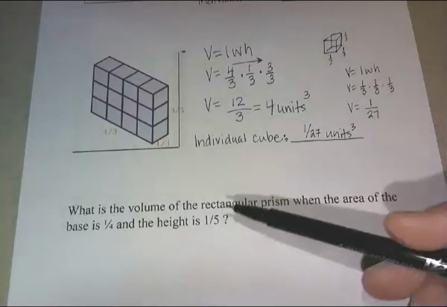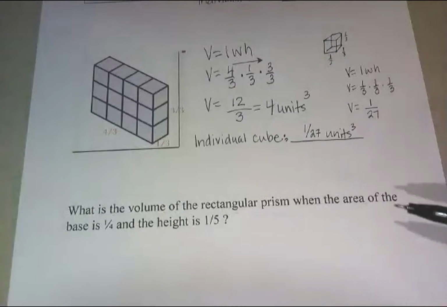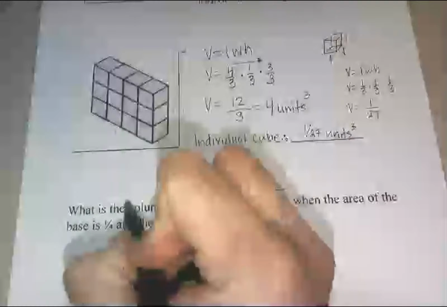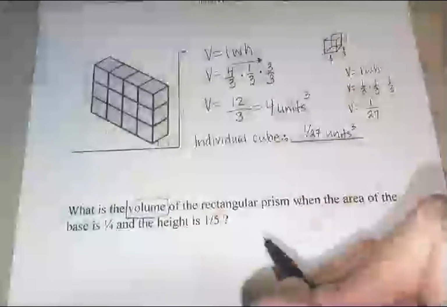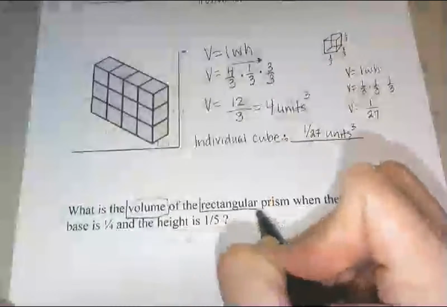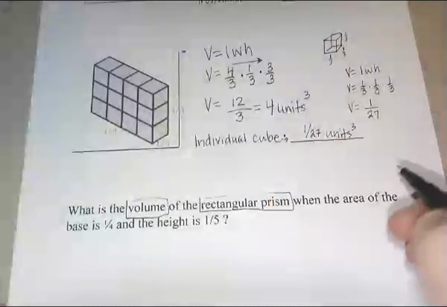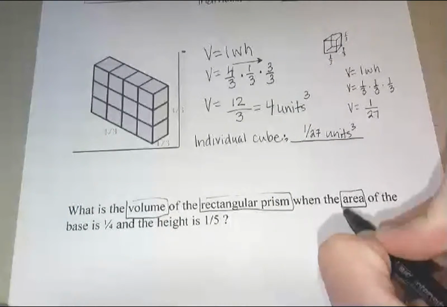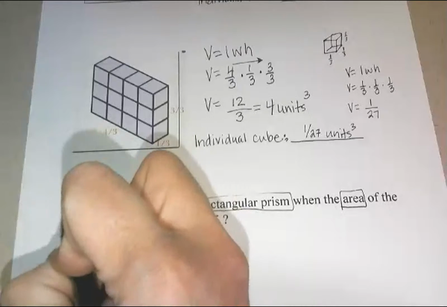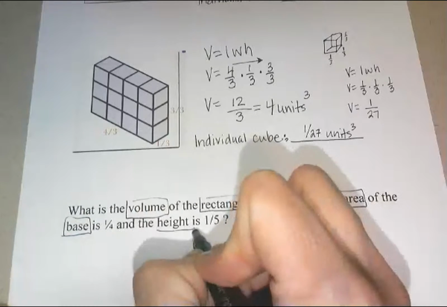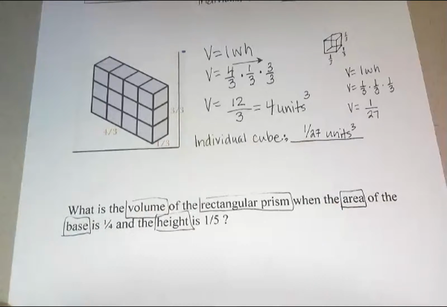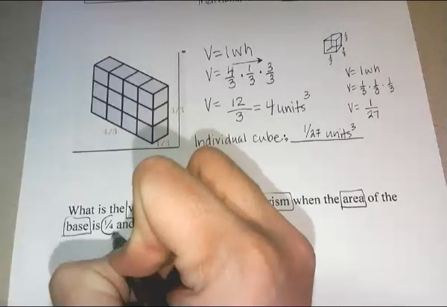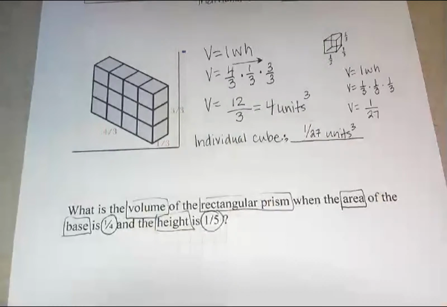Well, let me go box in the math vocabulary. Let's see what I have. So I have volume. I have rectangular prism. I have the word area. Okay, I have the word base and height. Okay, I'm going to circle my numbers. I have 1/4 and 1/5. So I'm following my success criteria.